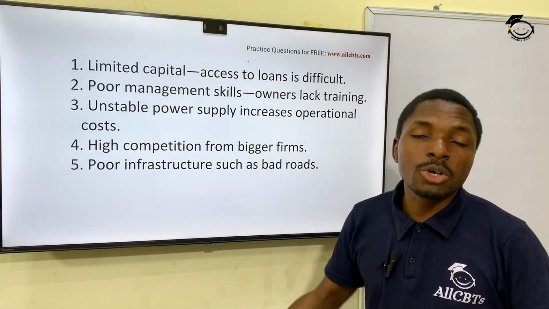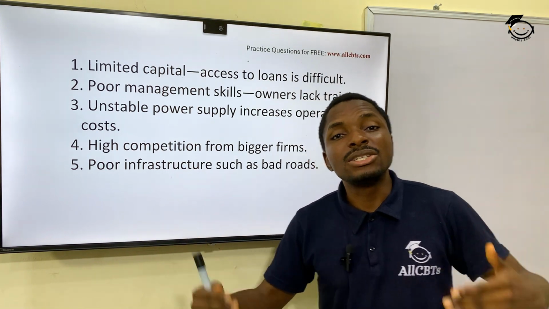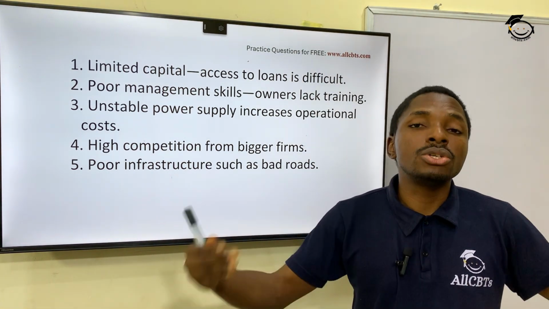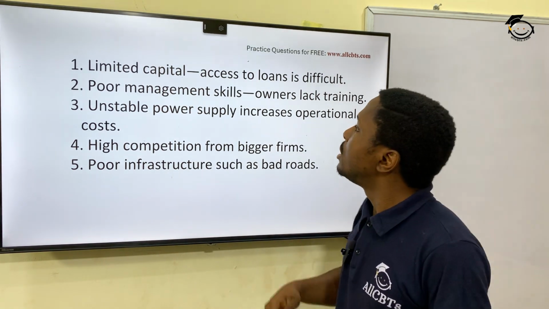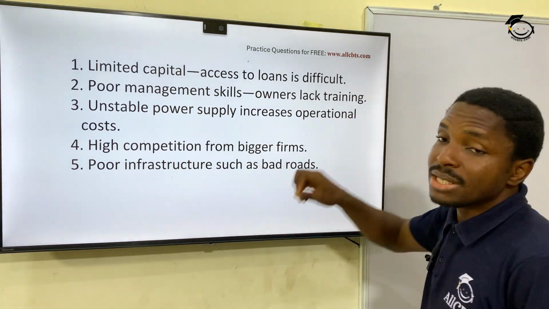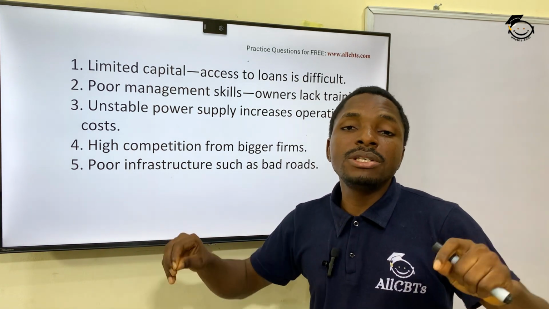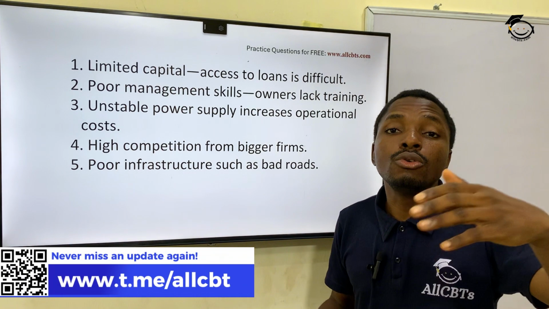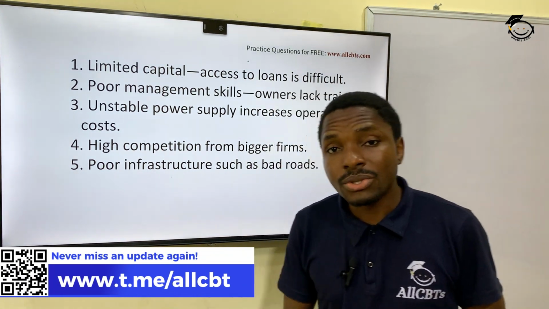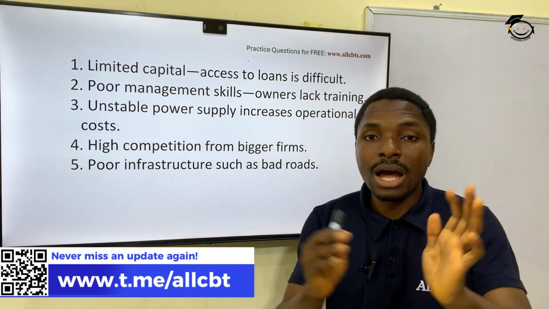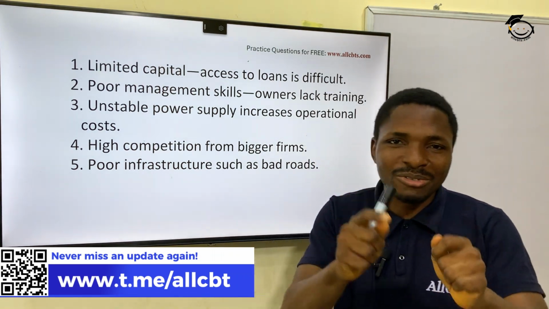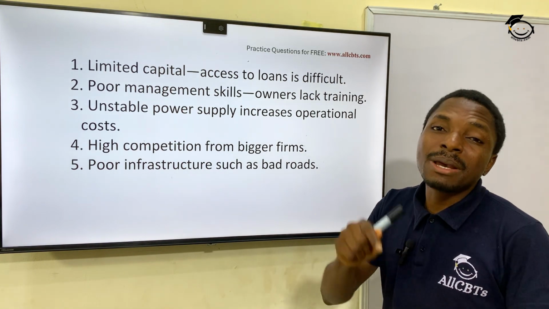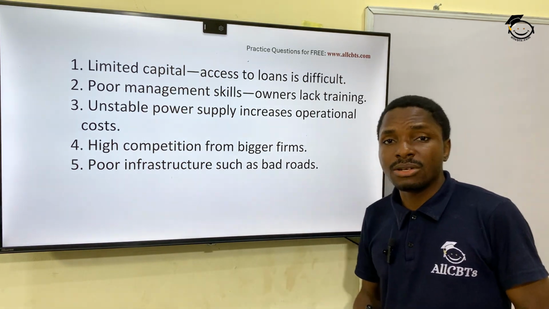1, limited capital. They don't have much because most small scale businesses in Nigeria are one man businesses. So they don't have enough to run the business. And to access a loan is difficult for many of these one-man businesses in Nigeria. They have to go to the likes of loan sharks, which I will not mention their names, who are not lenient at all. They'll suck them. Some of you know what I'm talking about.